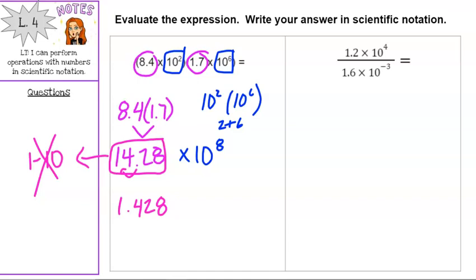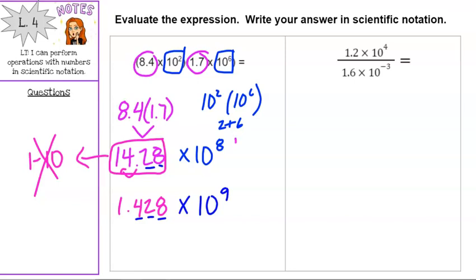Now when we move that decimal place, that means our exponent is going to change. In this first number, we had 2 numbers after the decimal point. In this new number, we have 3 numbers after the decimal point. So we added a decimal place. We added 1 decimal place, which means we need to add 1 to our exponent. So this is going to become times 10 to the 9th.